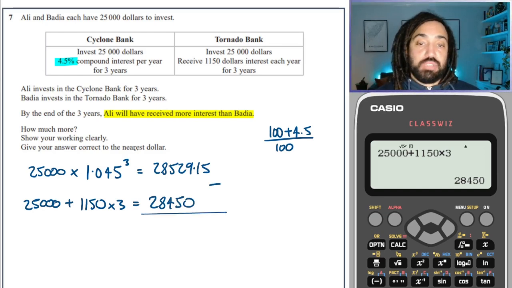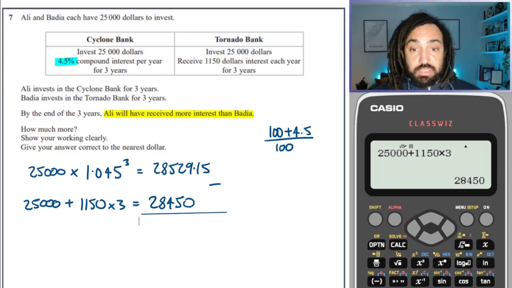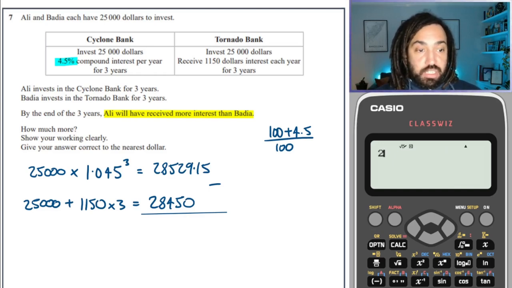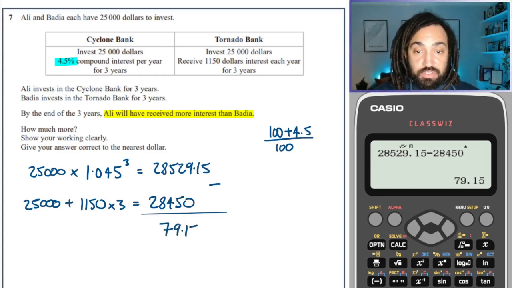Okay, and we just need to find the difference between the two, because they started with the same amount, so however much money they have will be the start amount plus the interest. So when I subtract one from the other, the start amounts will cancel and we'll just get the difference in the interest. So we take that away from 28450. Just double check I've done that right. Sounds good to me. And we get a difference of 79.15. So to the nearest dollar, that is $79. Bosh.